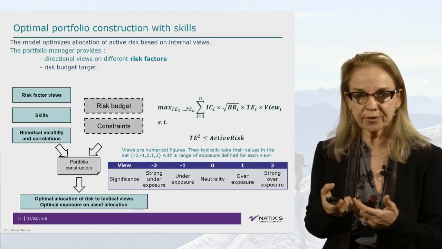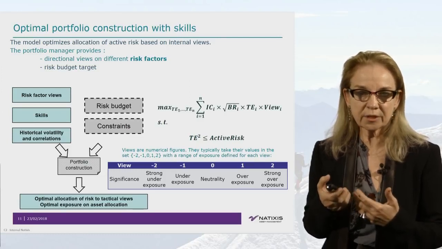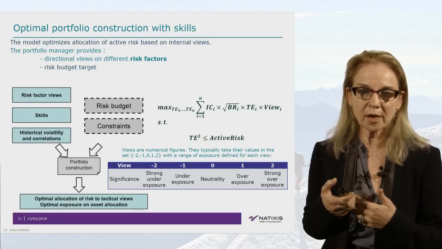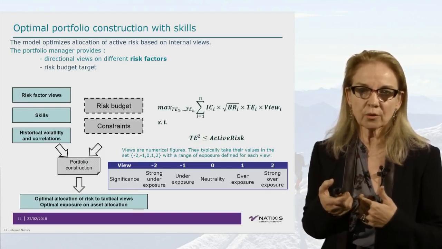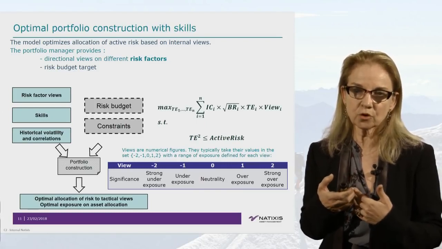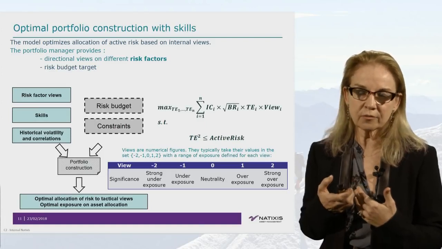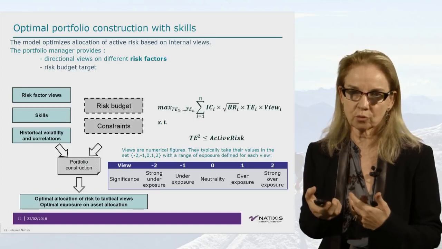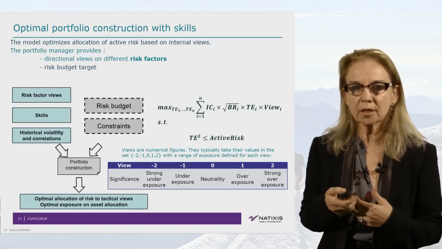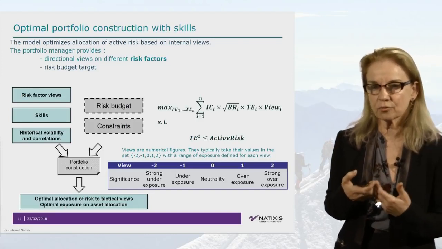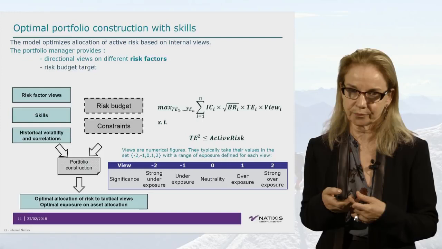And I gave you an example of how we express the views. There are numerical figures, and they take values in the set -2, -1, 0, 1, 2, with a range of exposure defined for each view. So for instance, if you want to be overexposed, if you have a very, very bullish view, you will have a view of 2. And this combination will give us the optimal asset allocation or strategy allocation in the portfolio. Could you give us an example?